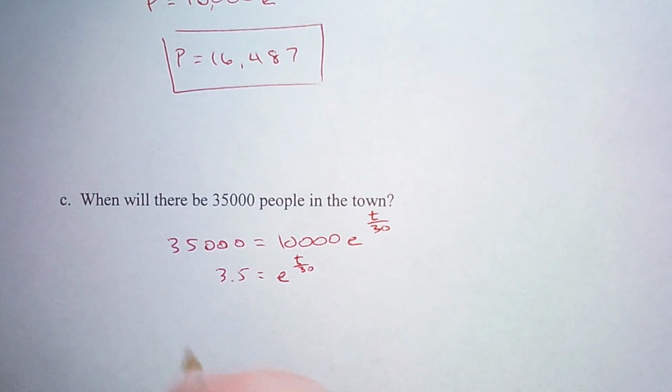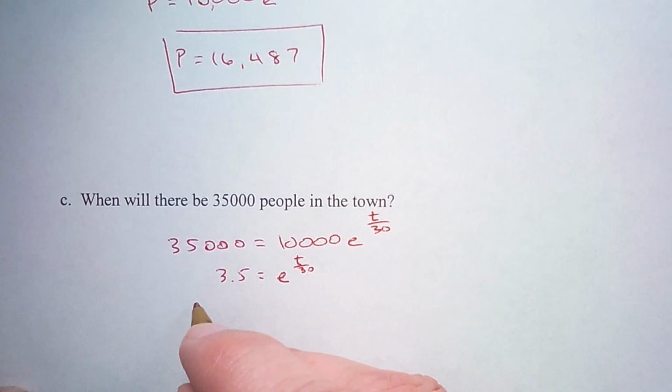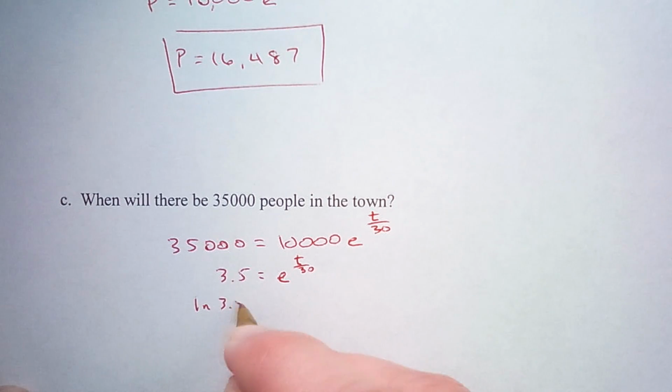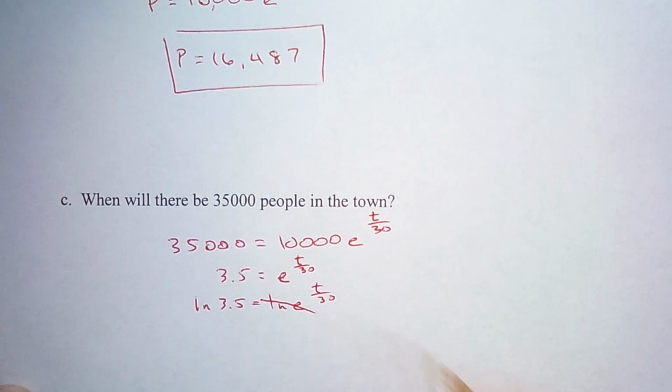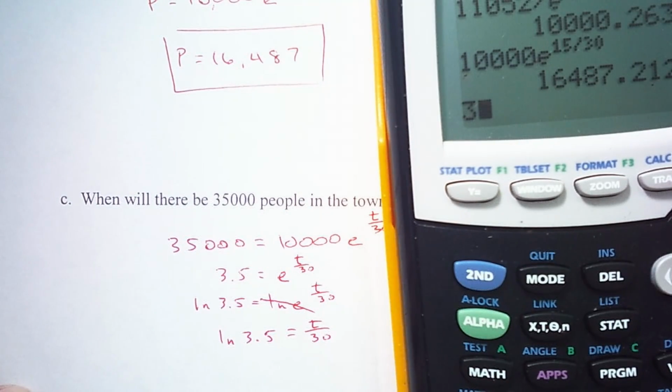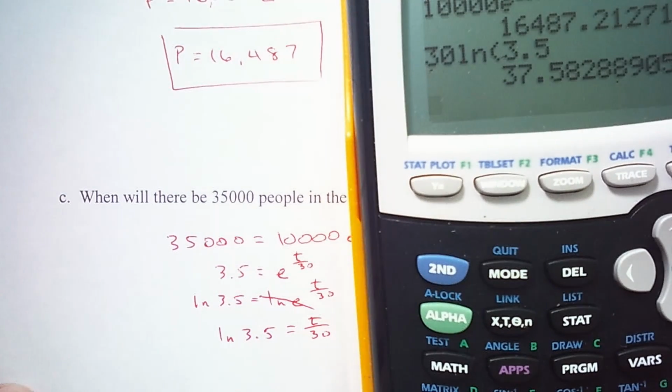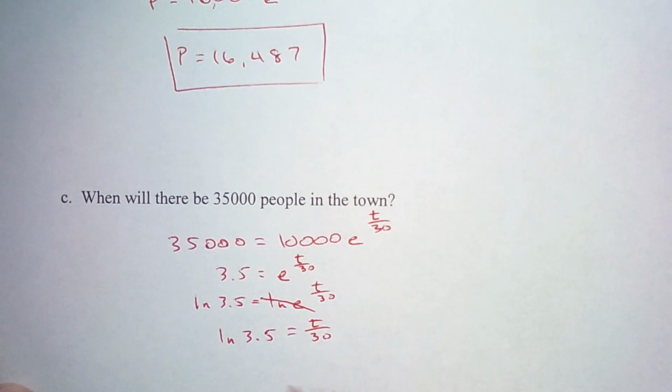To cancel out e, let's do natural log on both sides. So natural log 3.5 equals natural log e to the t over 30. And that cancels. So we have natural log 3.5 equals t over 30. And we can multiply both sides by 30. So we get 30 times natural log 3.5, and we find that it's going to be 37.58 years.